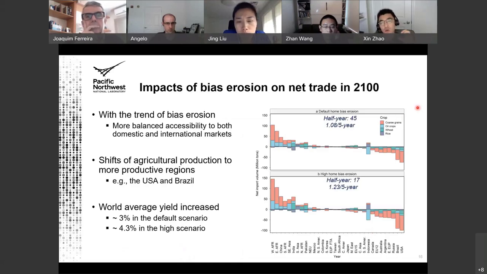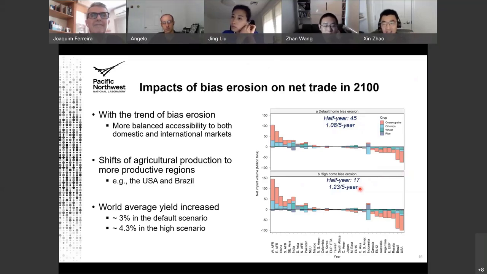And also by default, those preference parameters are fixed at the initial level, which is 2015. So I was interpolating, just using historical information of this trend of home bias implied by historical data, which means, for example, half a year of 45 years. In this default scenario, it also implies the converging rate across preference parameters of 1.08 per 5 years. And the 2 minutes left.